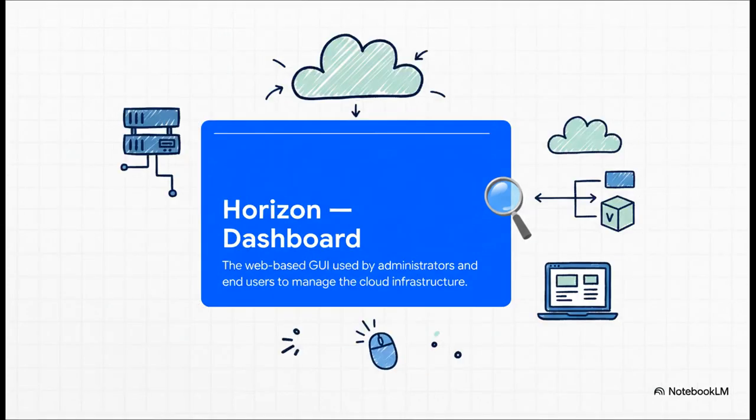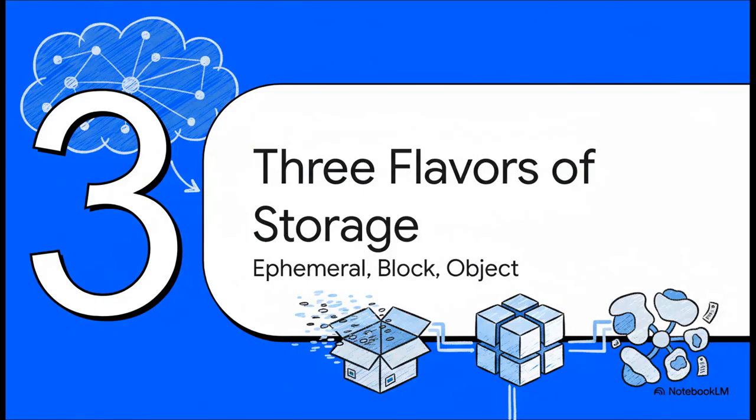And last but not least, we have Horizon. You know, all this command line stuff is great for automation, but sometimes you just want to point and click. Horizon is that friendly web dashboard that lets you and your users manage the cloud visually, launching VMs, configuring networks, all from your browser.